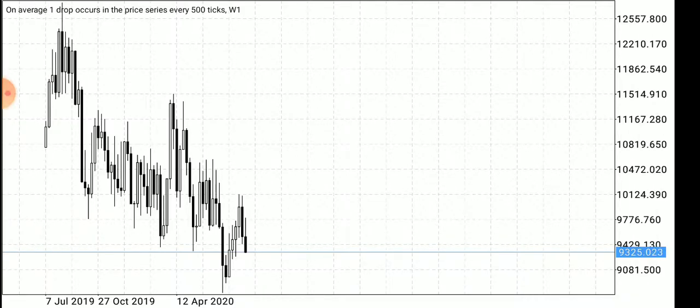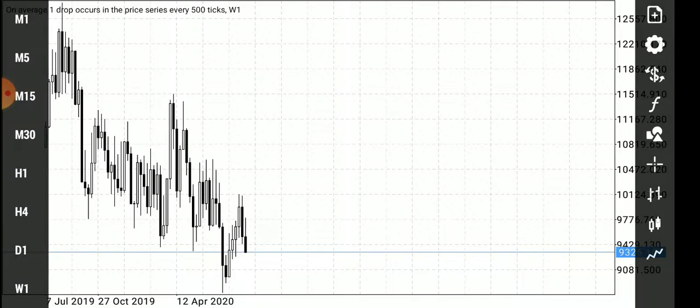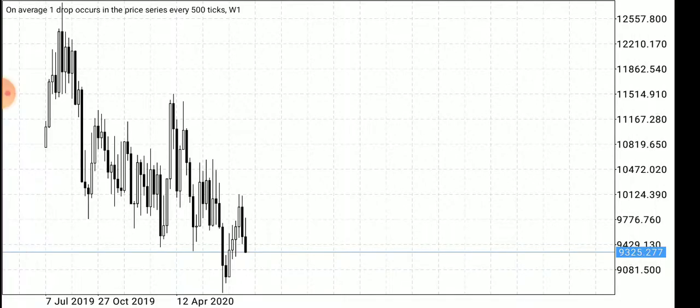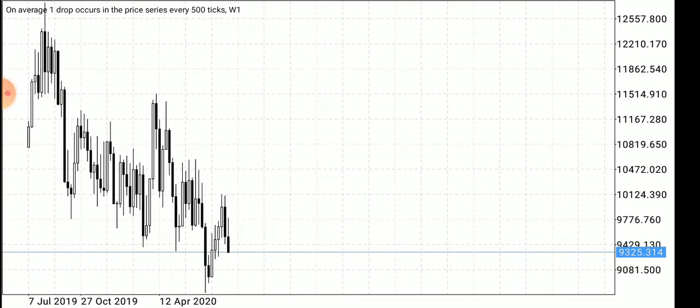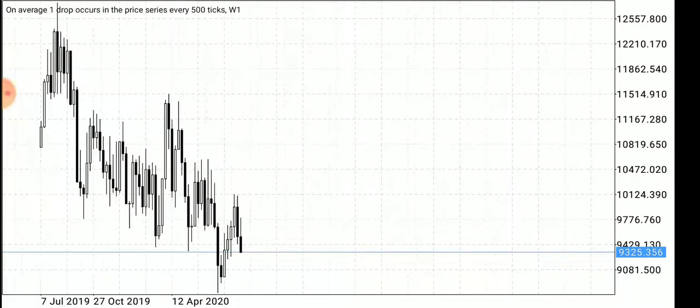And also support and resistance. All traders are familiar with that. So not to waste our time, this is the weekly time frame. You have to know the trend of the market first. Like, okay, where is this market actually going? This is Crash 500, guys.